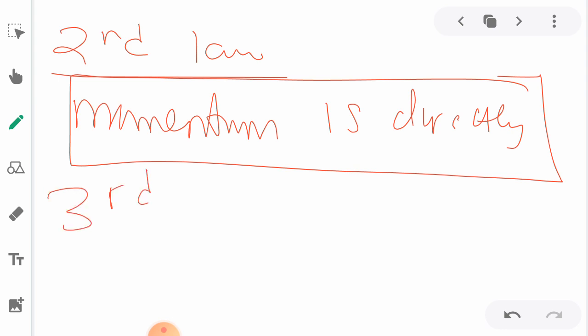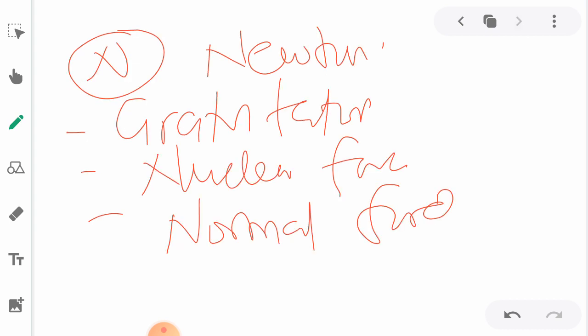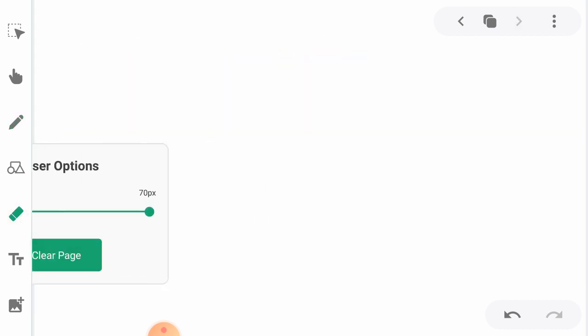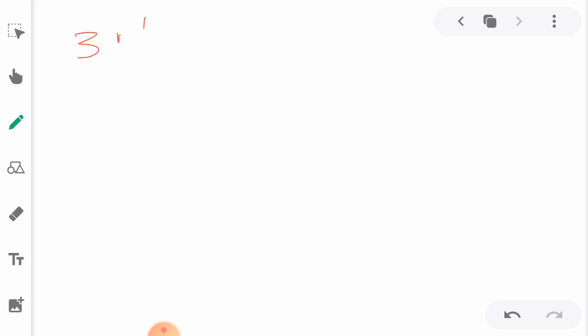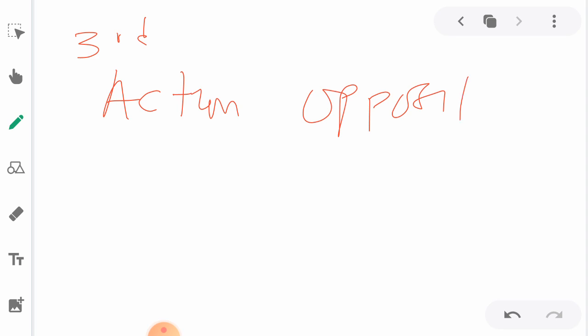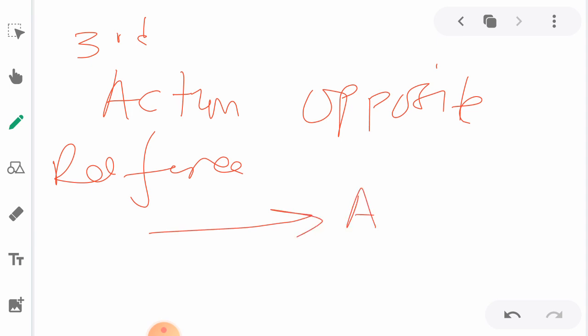The third law says that for every action force, there is always an equal but opposite reaction force. So what happens if there's a force going in this direction? Let's call it force A. Just know that there's another opposite force B, going in the opposite direction, but these are equal in magnitude. They are equal.